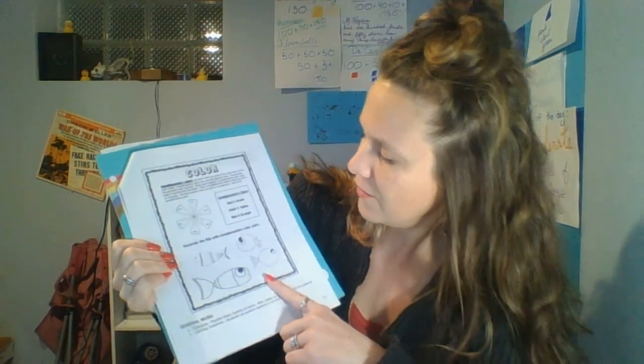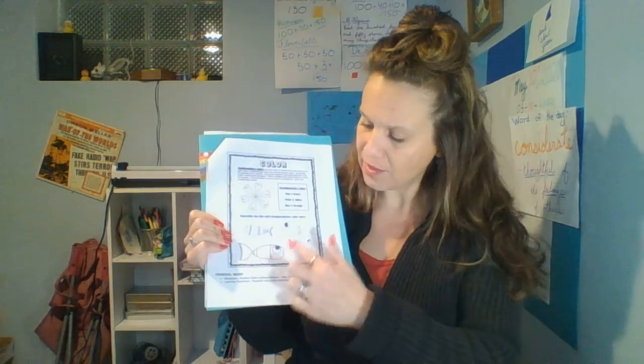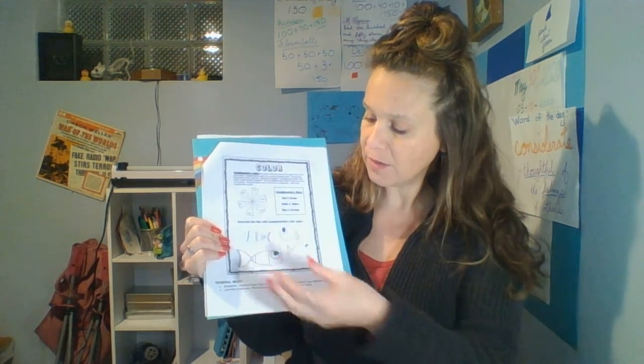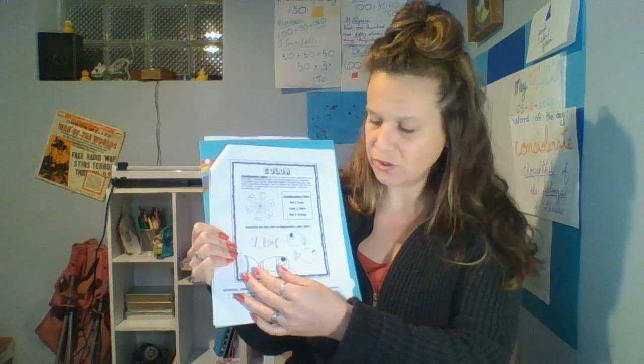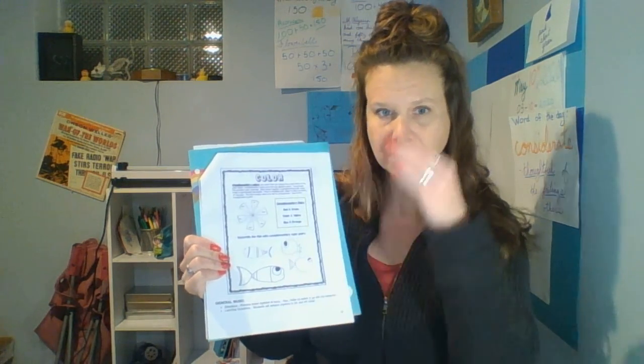And then decorate the fish with complementary color pairs. So you don't want to put all the colors on one fish. You want to choose, it's going to be my violet and yellow fish. This is going to be my red and green fish. And see how those complementary colors work together.